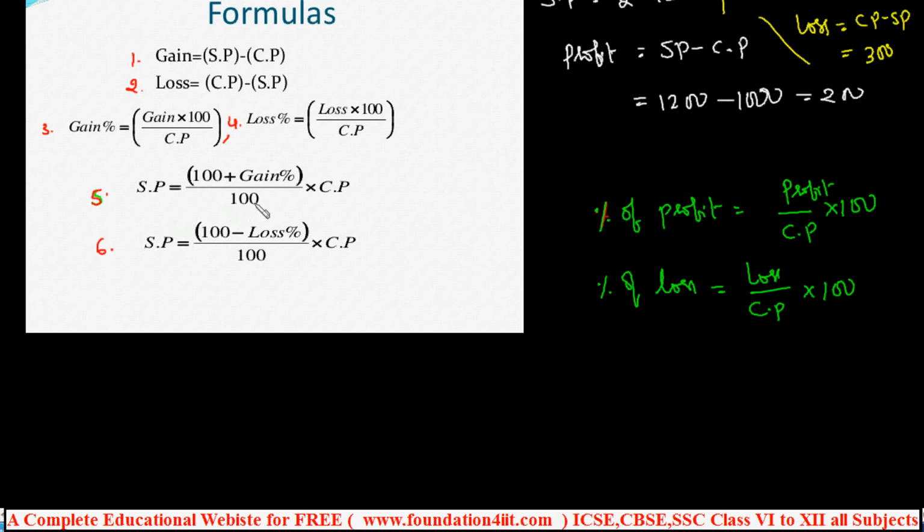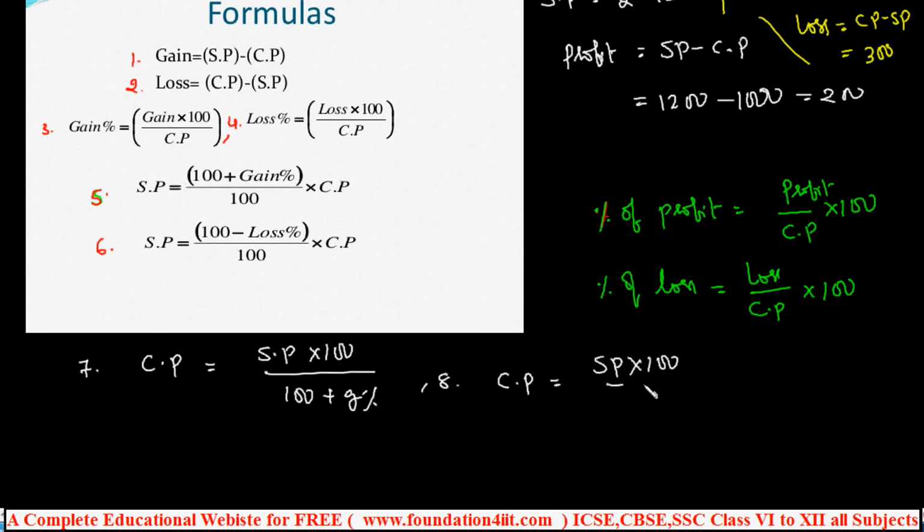For example, if they give the gain percentage and cost price to find out the selling price, you can directly apply this: selling price equals 100 plus gain percentage by 100 into CP, or similarly 100 minus loss percentage by 100 into CP. Now according to this, similarly, if you want to find out the cost price, it is equal to selling price into 100 by 100 plus gain percentage. The same we can make from this fifth formula only. Similarly, one more: if they give loss, then cost price is selling price into 100 by 100 minus loss percentage.